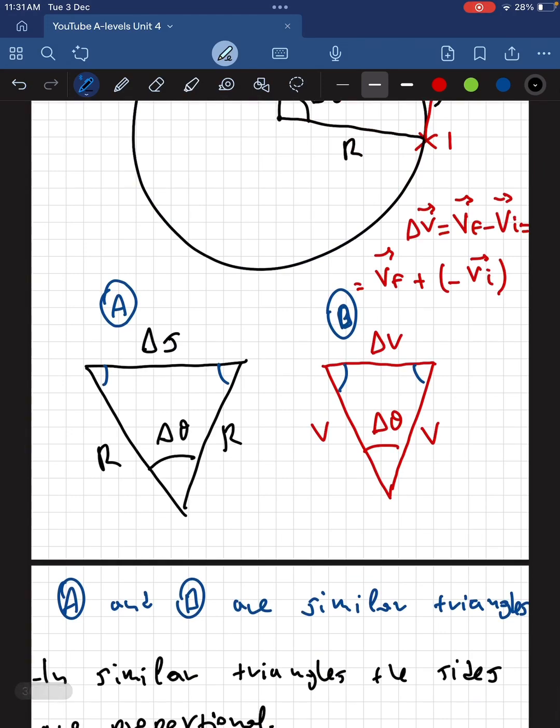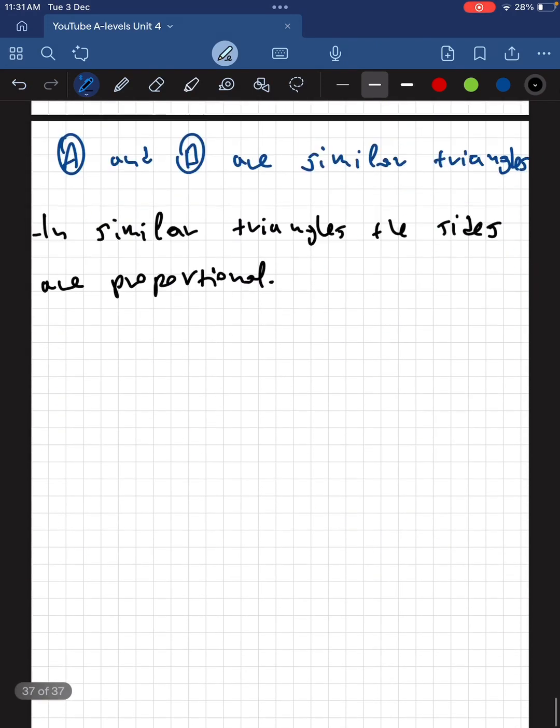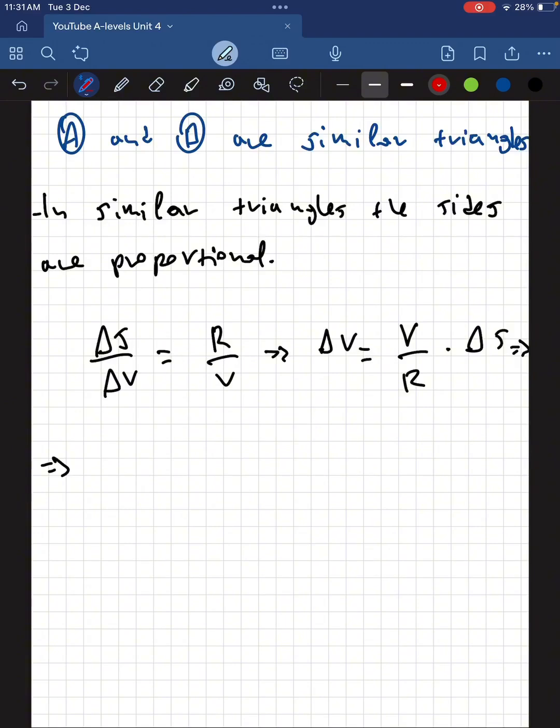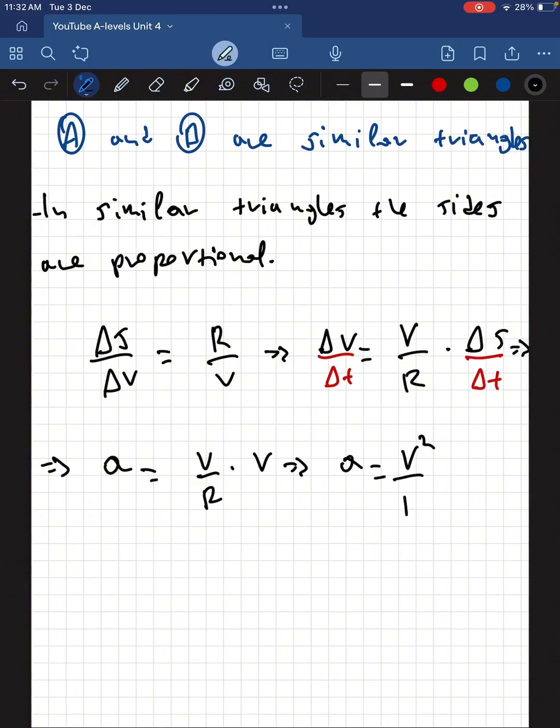So delta S over delta V is going to be equal to R over V. So delta V is equal to V over R times delta S. We can divide both sides by delta T, okay? But now delta V over delta T denotes acceleration, A. And then delta S over delta T is V again. So we get V over R times V, or A is V squared over R.